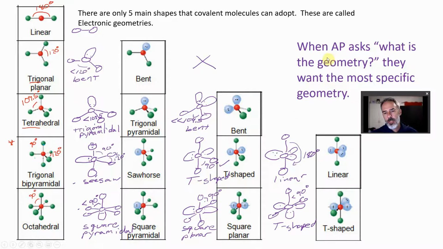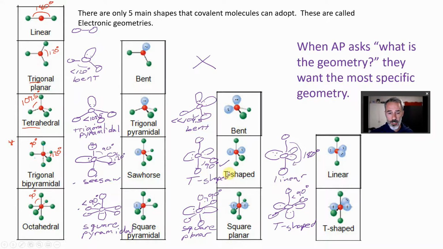Now you can see that my note which popped up a little bit earlier here is: understand AP does not say the term shape. They say geometry, but that's what they mean. When they say, what is the geometry of this molecule, they want to know what is its shape. But when they say it, they are not going to ask you, is it the electronic geometry, as in which main shape is it? And you have to wonder, do they want the main shape or do they want the subshape, which is referred to as the molecular geometry? They always want the most specific geometry. In other words, they always want the molecular geometry.